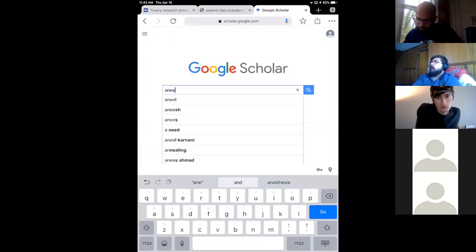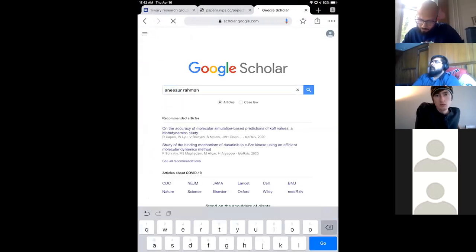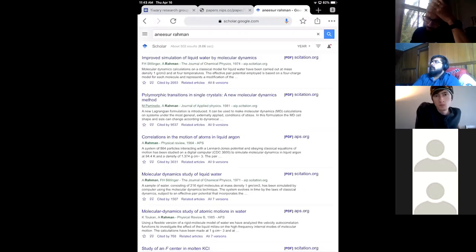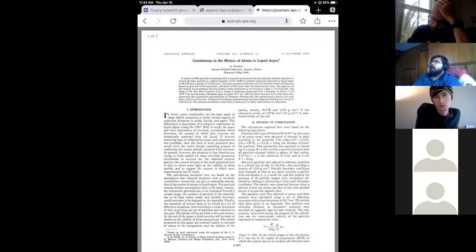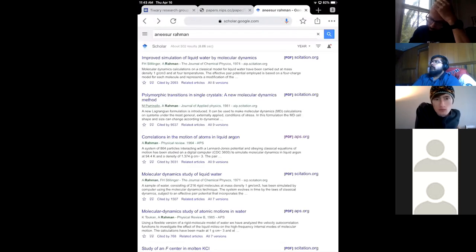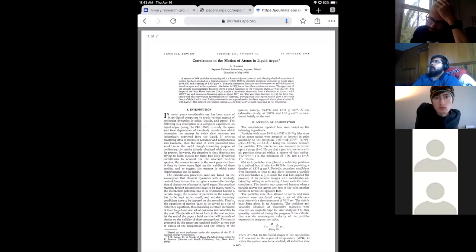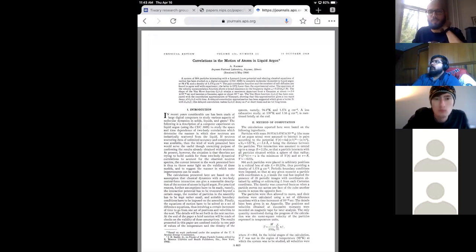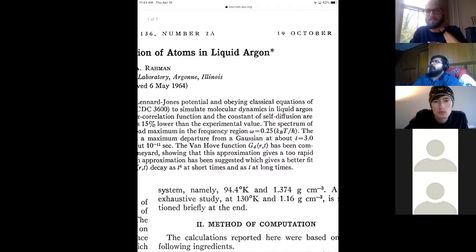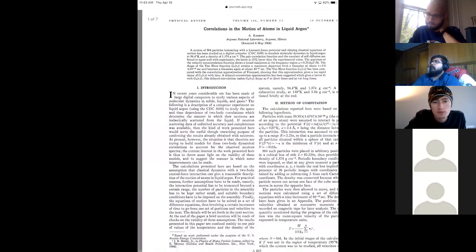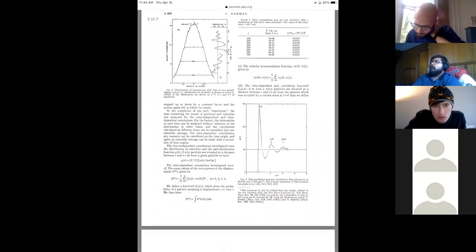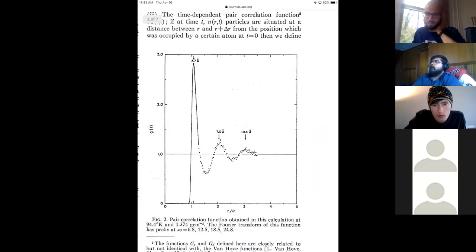The first molecular dynamics simulation was done by someone named Aneesur Rahman in 1964. This was a Physical Review paper. As you can see, it's quite important. 3,000 citations, probably much more than that. And in this paper, they calculated g of r by doing simulations for argon, liquid argon, right? It's not gas, it's liquid. And here, you look at the g of r. This was using molecular dynamics, and you can see all the shapes that they could get.